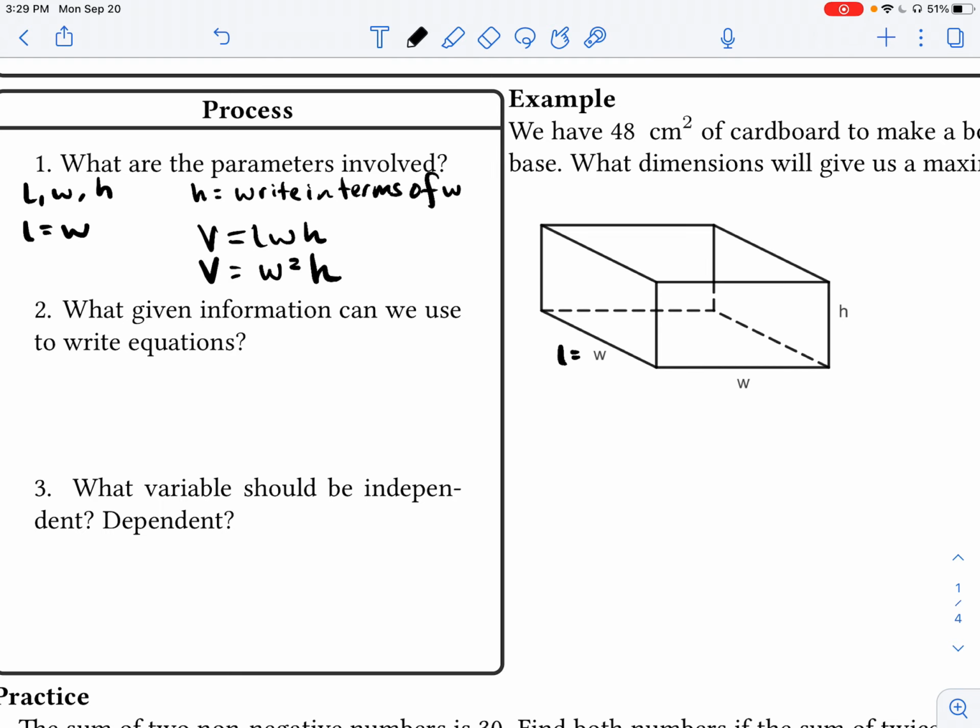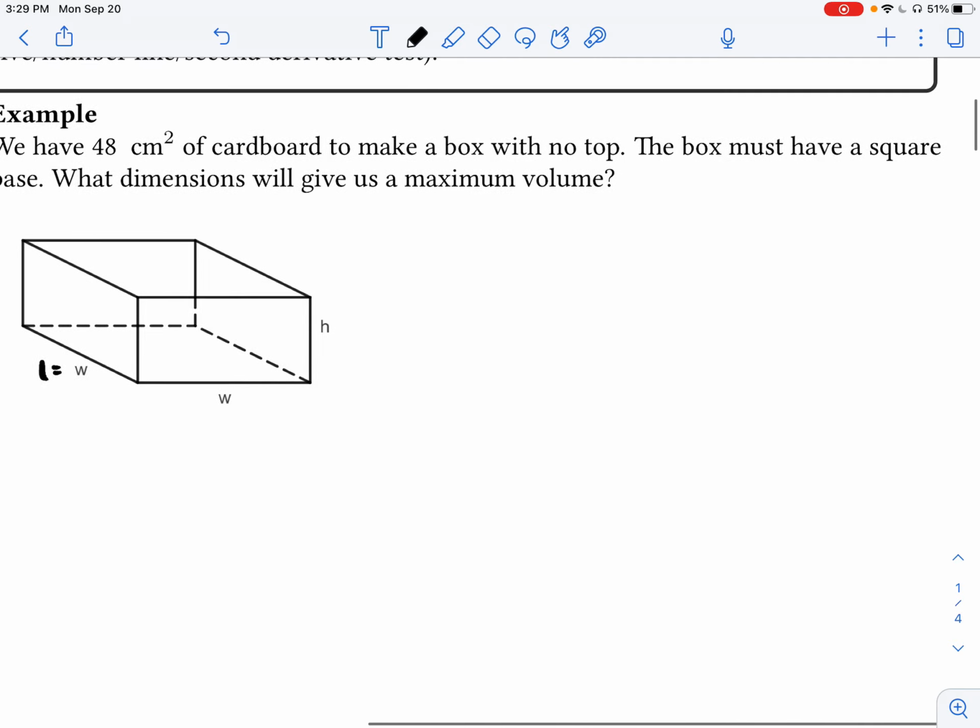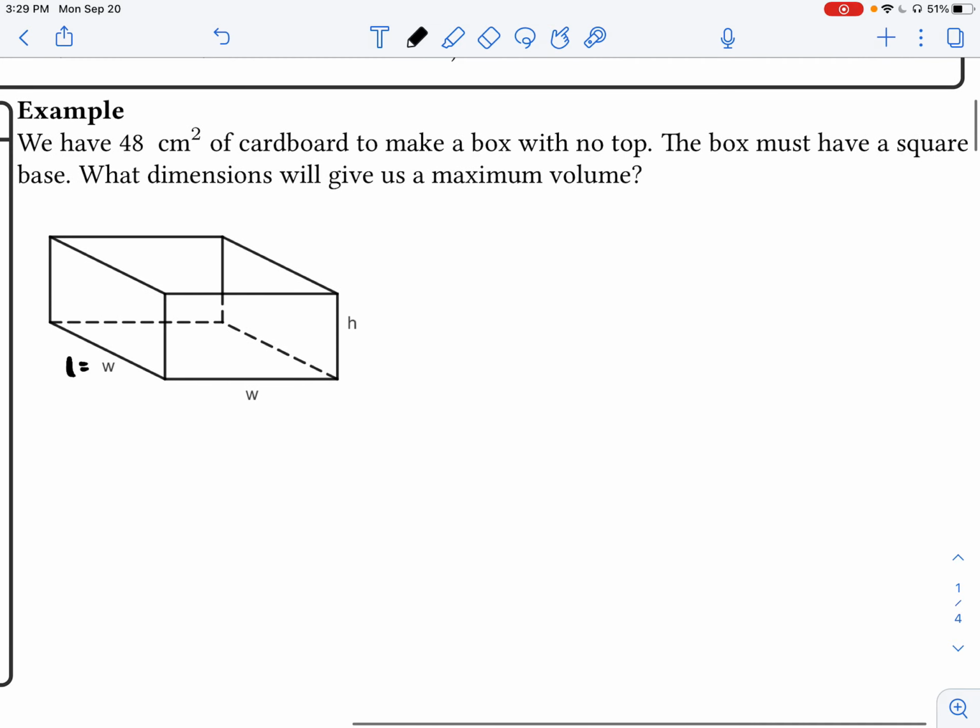All right. Is there any other information from this problem that we can use to write the equations? Well, if we look at the problem carefully again, we're also told the amount of cardboard that we're given here. This would be our surface area. Let me just write that, our surface area.